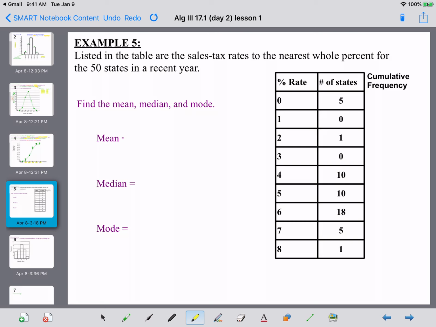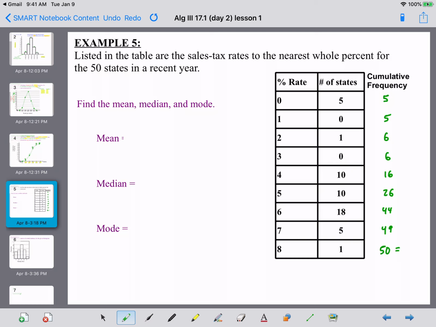Well, first we need to know the total, and if we find the cumulative frequency, that's going to help us with a few things. So I'm just going to add up our frequencies. 5 plus 0 is 5, plus 1 is 6, plus 0 is 6, plus 10 is 16, plus 10 is 26, plus 18 is 44, plus 5 is 49, and then 50.